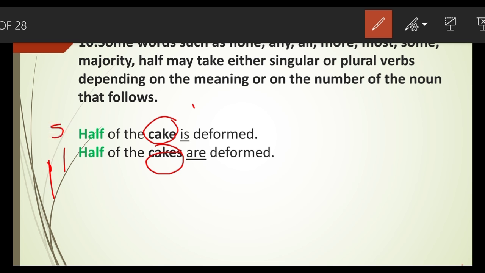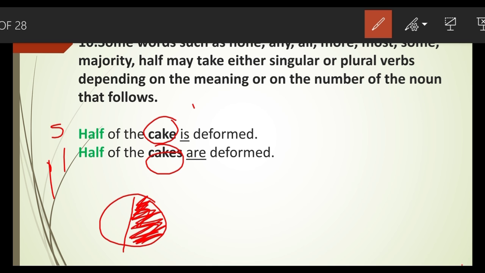Half of the cake is deformed. So, meron tayong isang cake at yung kalahati niya. Imagine natin yung sentence number 1, yung kalahati niya ang na-deform. Half of the cake is deformed. So, merong isang cake at yung kalahati ng cake ay na-deform na. Yan. Or nag-melt na siya. Kaya, singular yung gagamitin kasi isa lang yung cake.